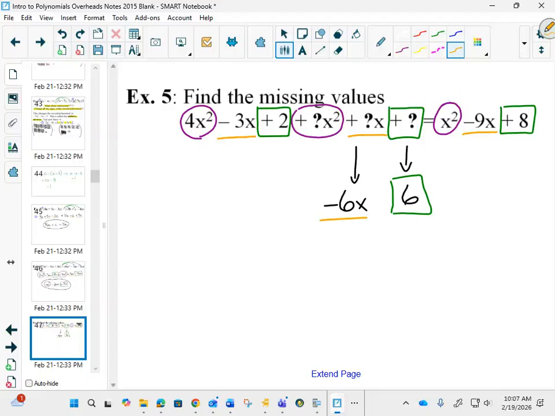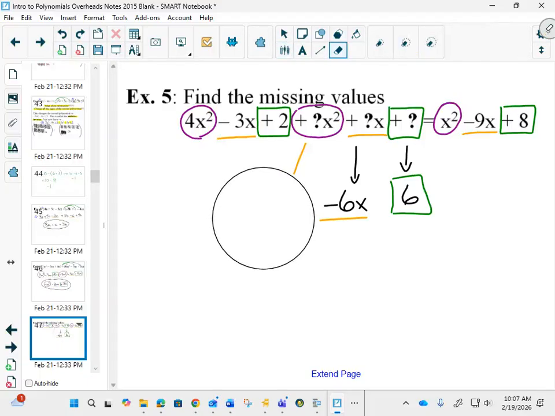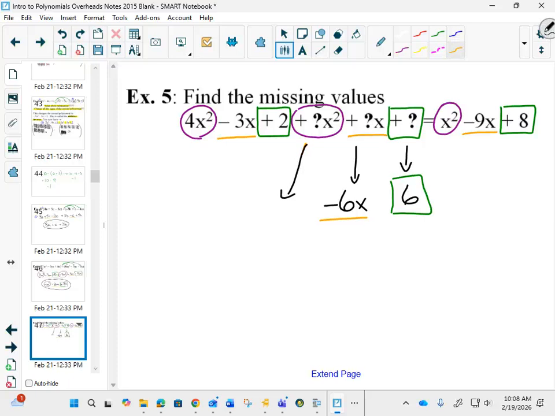Purple, okay. Purple. So we started with 4. We end up with 1. What would have to be here? What would have to be there? 4. Something happens and you get 1. What has to happen to 4 to get to 1? Minus 3. So then this question mark, minus 3x squared.